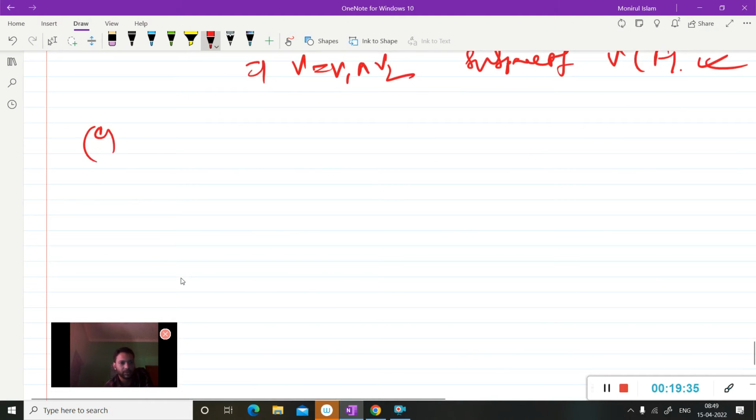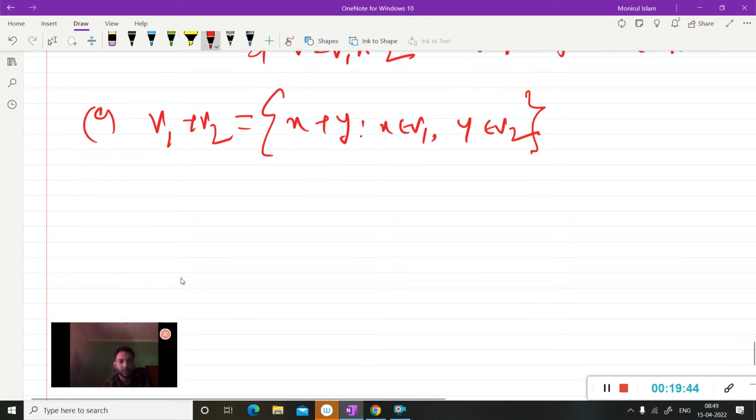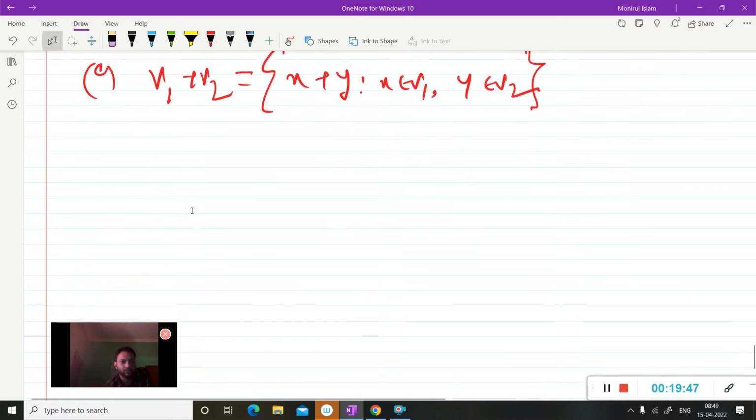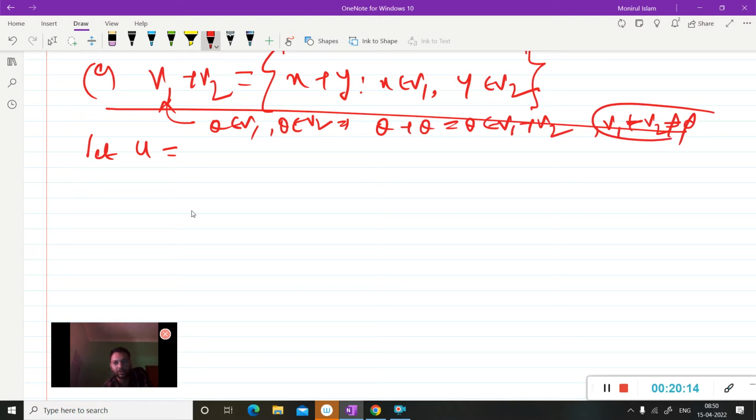See, the linear sum V1 plus V2, remember, is like x plus y, so that x belongs to V1 and y belongs to V2. First of all, check whether the zero vector belongs to the set or not. See, the zero vector theta belongs to V1 and theta belongs to V2. So theta plus theta, which is theta, belongs to V1 plus V2. So V1 plus V2 is a non-empty set, and the theta vector belongs to V1 plus V2.